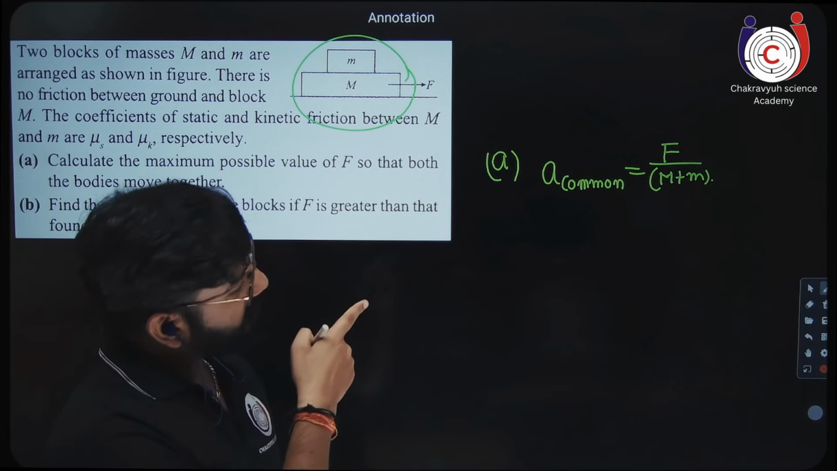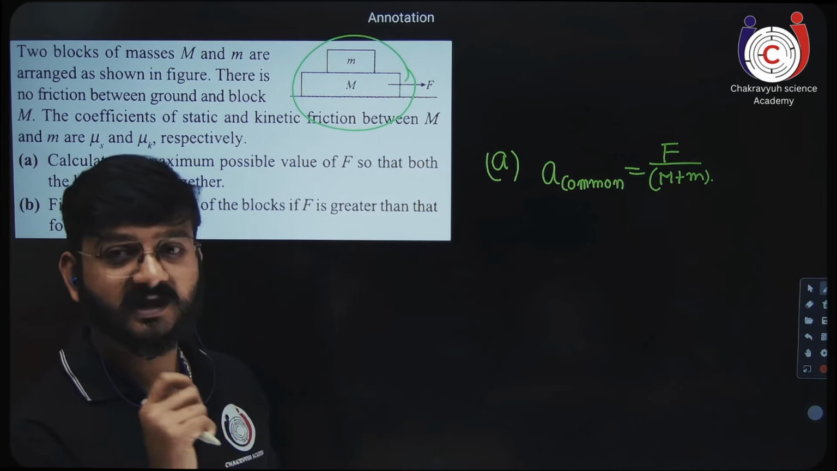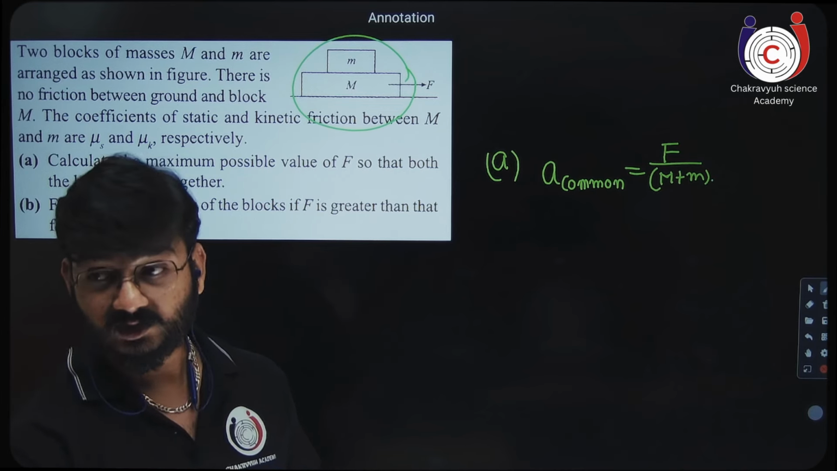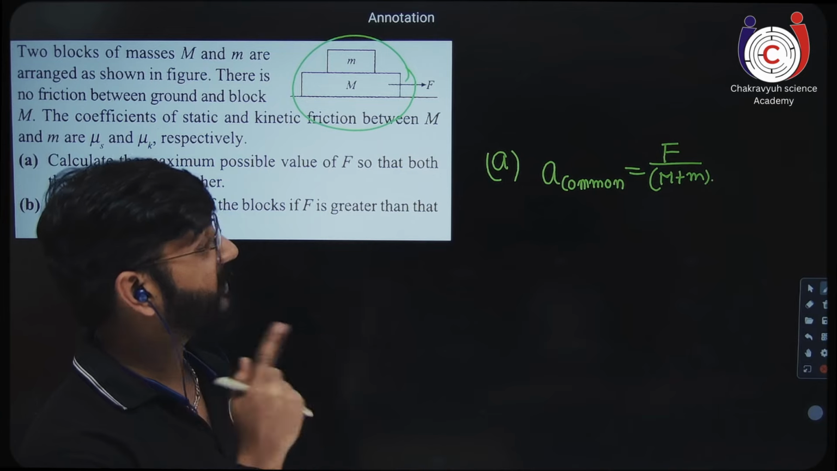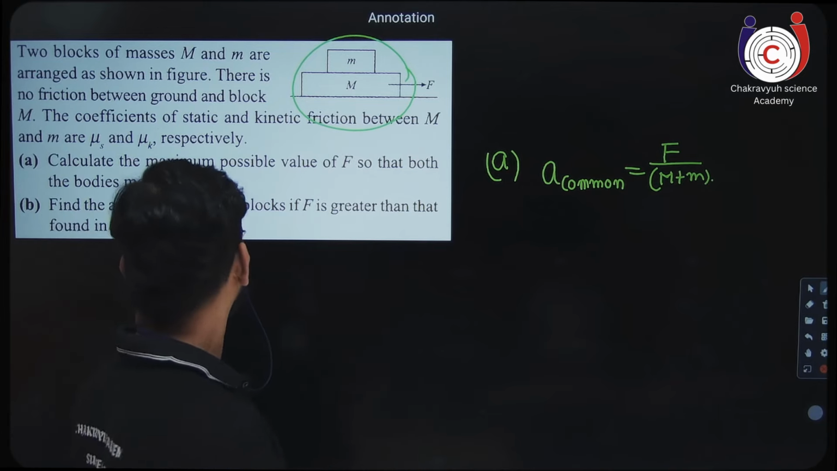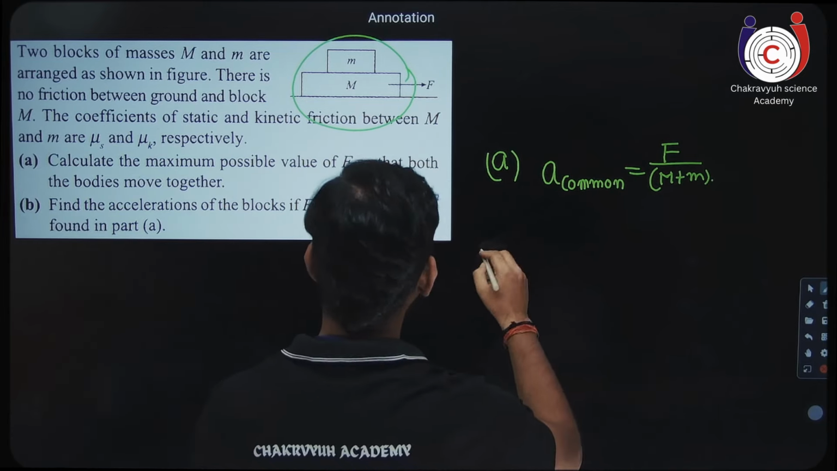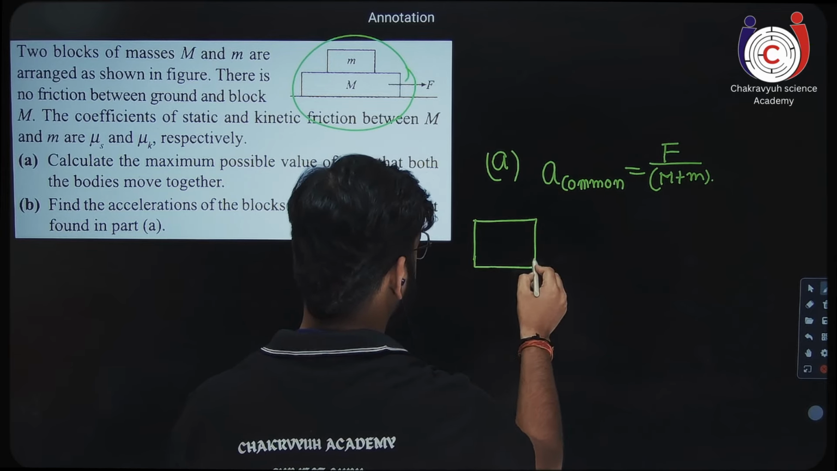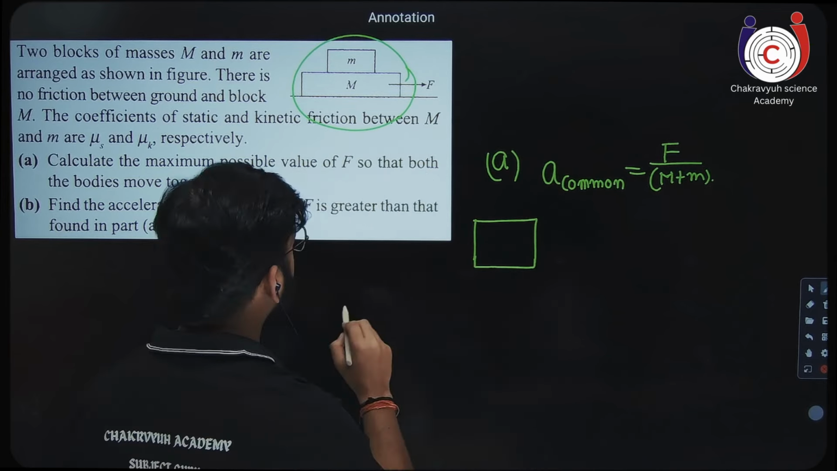So why did I write common acceleration? Because it is telling us how much force I should apply so that both of them are moving together. If it is written that they are moving together, I will take the common acceleration. I will draw the free body diagram. This is something interesting, so see it carefully, the free body diagram.